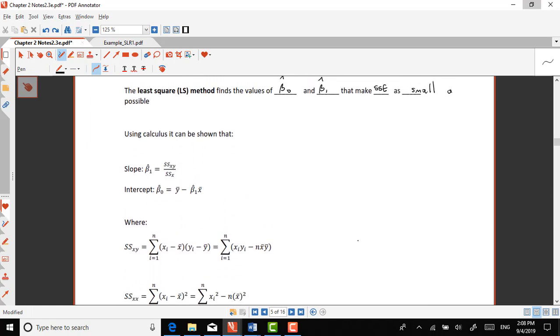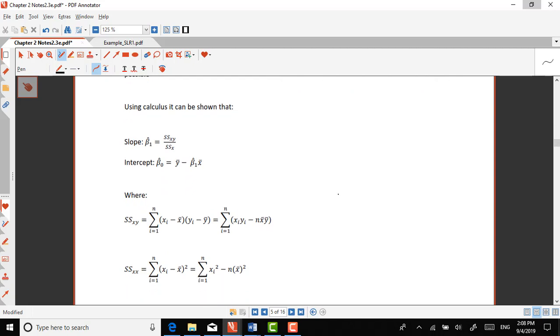Okay, so using calculus, it can be shown that the formulas for beta naught hat and beta 1 hat are given by this, and I'm going to describe it a little bit more. For the slope, we have the sum of the products of the differences between the outcome and the explanatory variable and their averages, and the denominator is the sum of the squared differences of each value of x and its average. And the intercept is just the average value of y minus the estimated slope times the average value of x. Okay? So we will see how to use this formula.